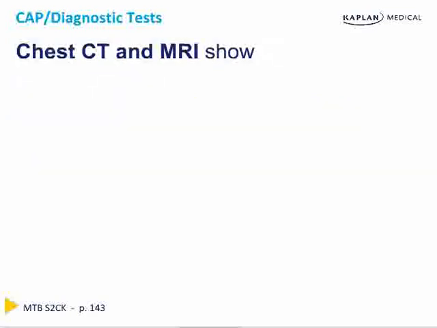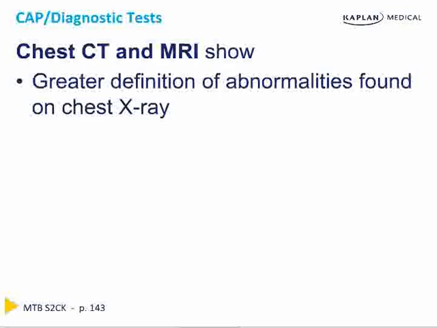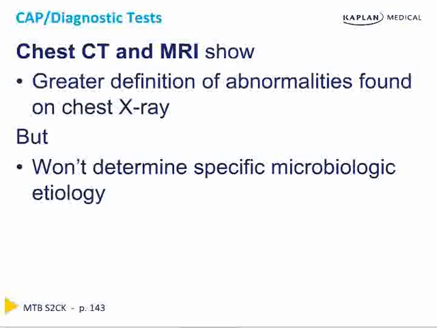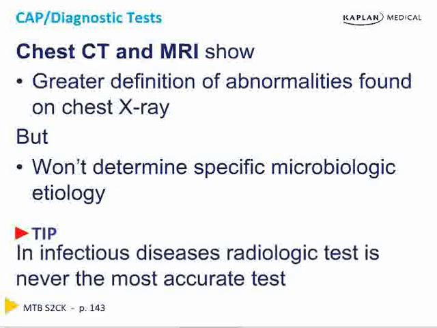Sometimes, if a diagnosis remains elusive, further chest imaging can be obtained with a chest CT or a chest MRI. These do show greater definition of abnormalities, but they still do not determine a specific microbiologic etiology. One tip to follow for step 2 is that in infectious diseases, a radiologic test is hardly ever the most accurate test.